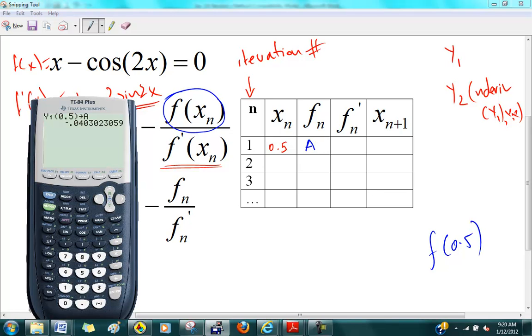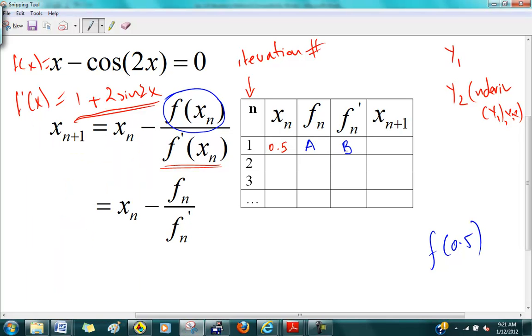Okay, so then what you're going to do is go vars, y-vars, function y2, and you're going to do 0.5 there. Okay, for y2, you're going to store that in B. Everybody get 2.68 something? Okay, put that in B. Okay?